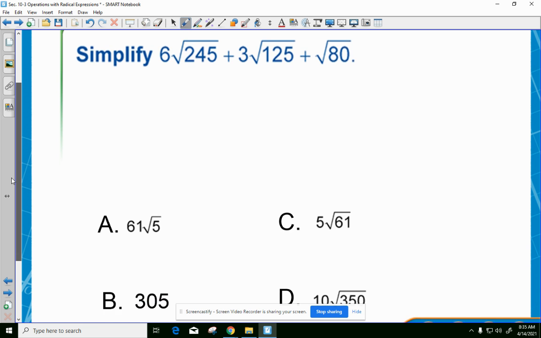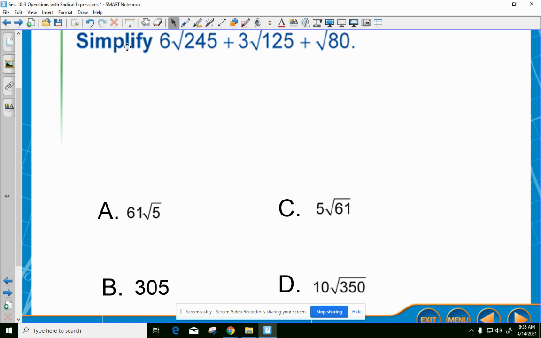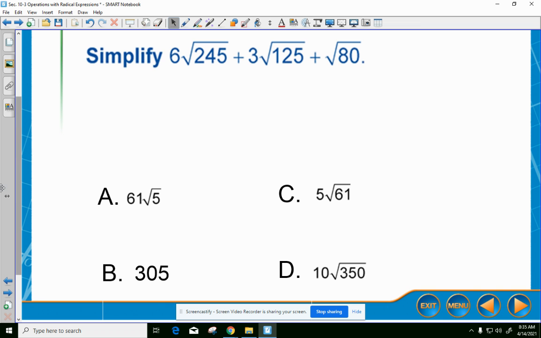All right. Try this one. See if your answer matches one of those by the time you're done.